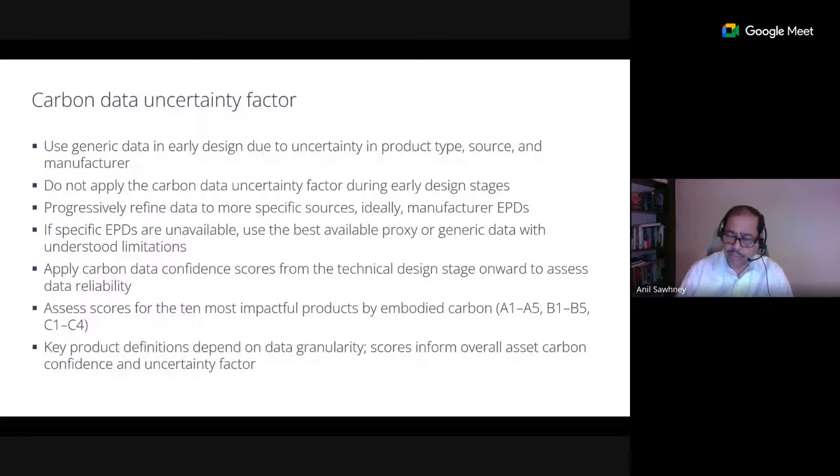From your report, meaning your assessment, you need to pick your top 10 impactful products which have the most embodied carbon, essentially from A1, A2, A3, A4, A5, B1 through B5, C1 through C4, top 10, maybe concrete, steel, aluminum, glass, and so on. Then key product definitions for those materials will dictate how we assign confidence and uncertainty factor.